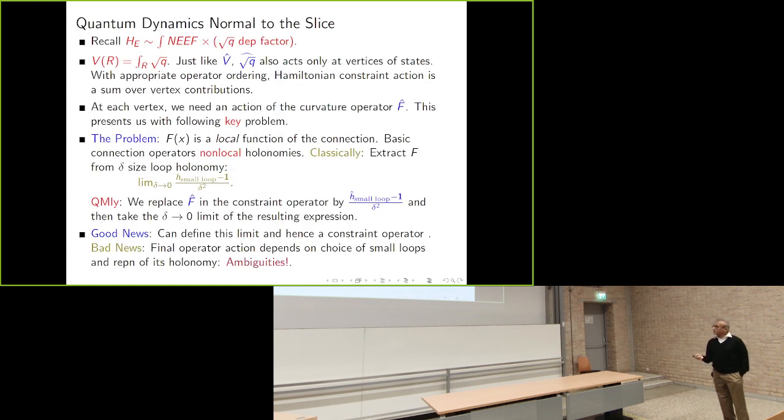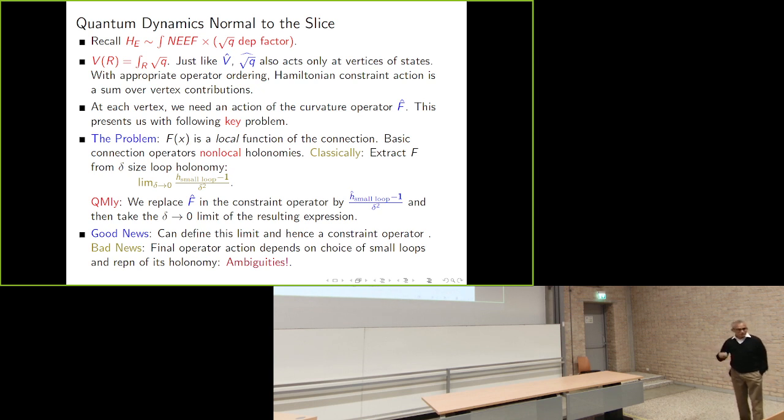So now let's go to the Hamiltonian constraint, which is the quantum dynamics normal to the slice. Recall that the Hamiltonian constraint for the Euclidean theory was just some polynomial part, and then a square root of q dependent factor. Recall also that the volume is built from this square root of the determinant of q, and just like the volume operator, the square root of q operator also acts only at vertices of states. So with appropriate operator ordering, the Hamiltonian constraint action is just a sum over vertex contributions, and at each vertex we then need the action of the curvature operator.